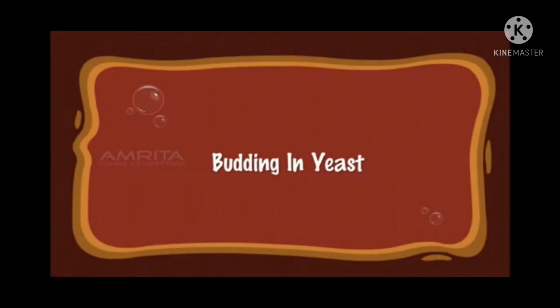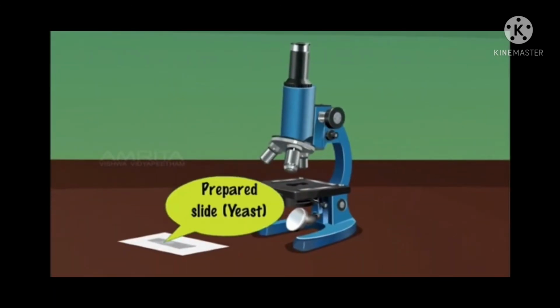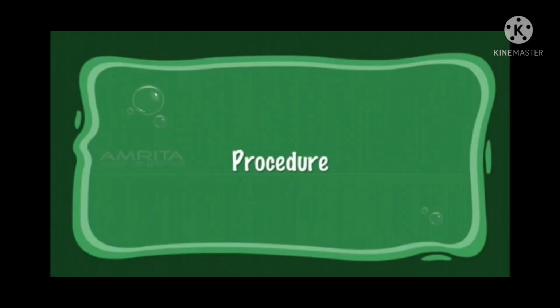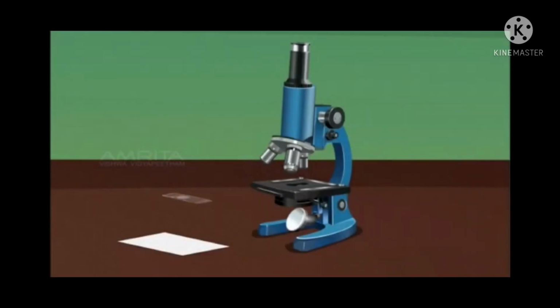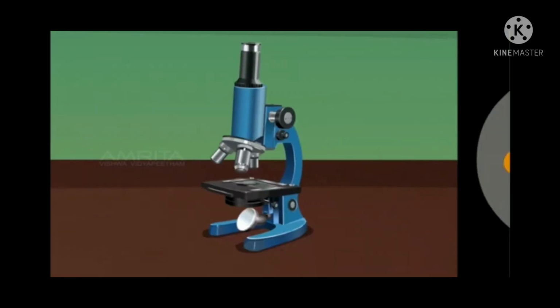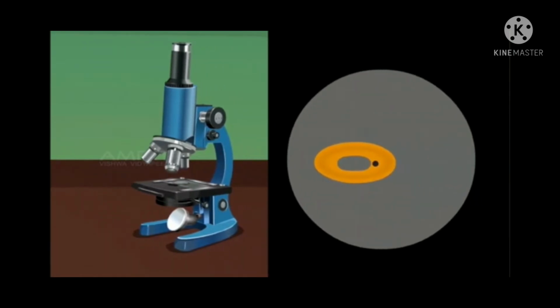Budding in yeast. Materials required: prepared slide of yeast and a compound microscope. Procedure: place the prepared slide of the yeast on the stage of the compound microscope. Observe the different phases of binary fission in the yeast through the lens of the compound microscope.